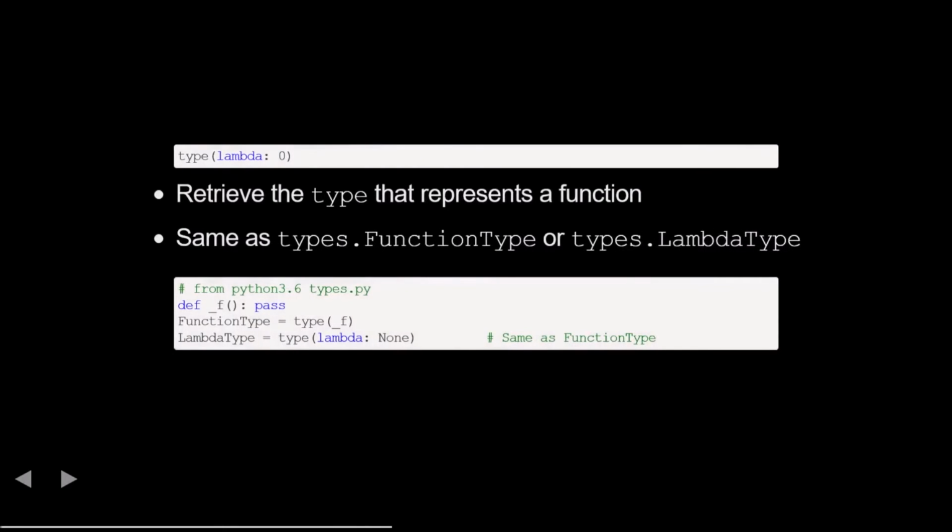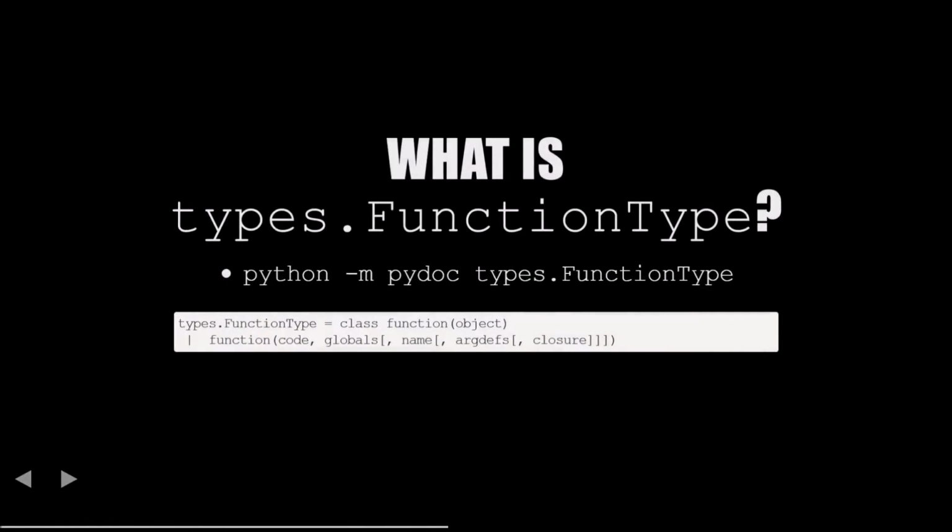So let's break it down. The first thing we'll look at is type of lambda 0. This is just a way to retrieve the type of a function object. And in fact, this is the same way that lambda type is defined in the standard lib types module. PyDuck can help us figure out what function type actually is. We can see from the argument signature that it takes several arguments, and we'll be using the code and globals argument.